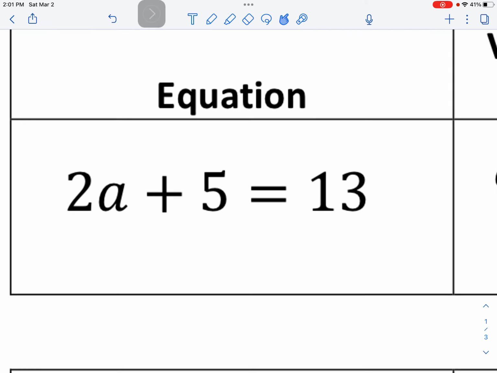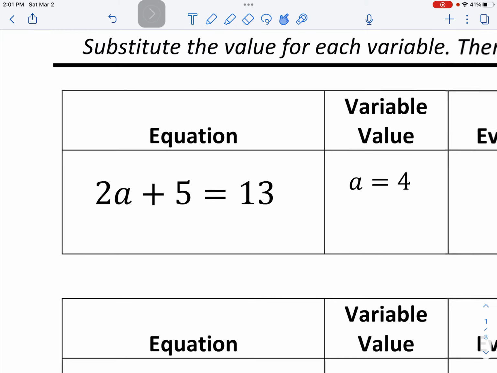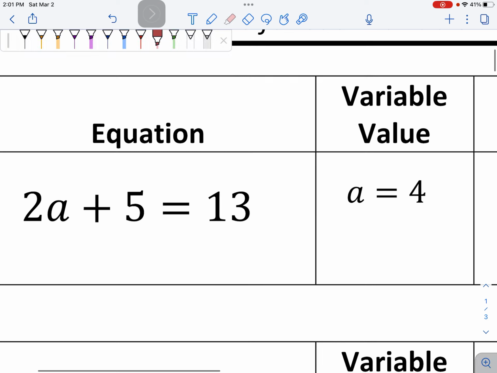We are testing solutions to equations. So here's the equation, 2a plus 5 equals 13. You do not have to figure out what a equals. I'm telling you, what if a equals 4?